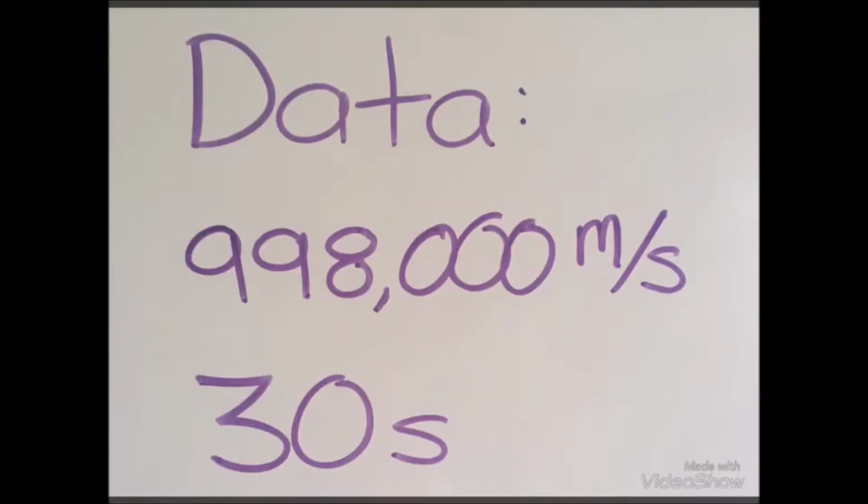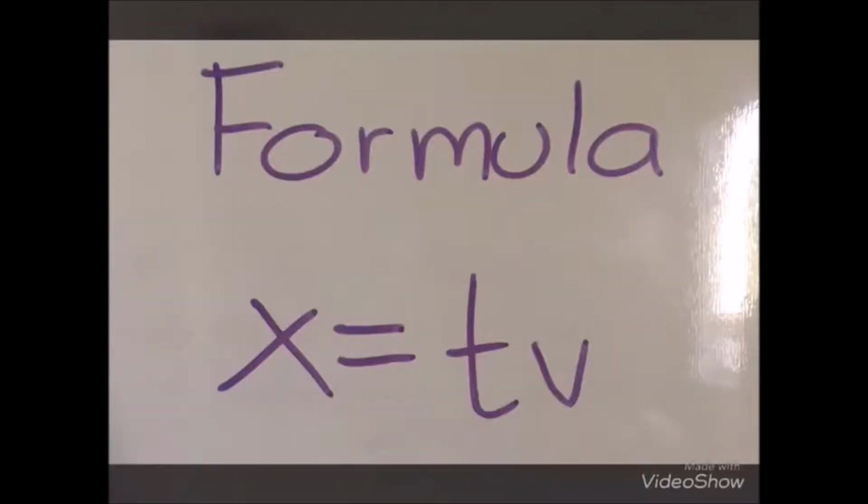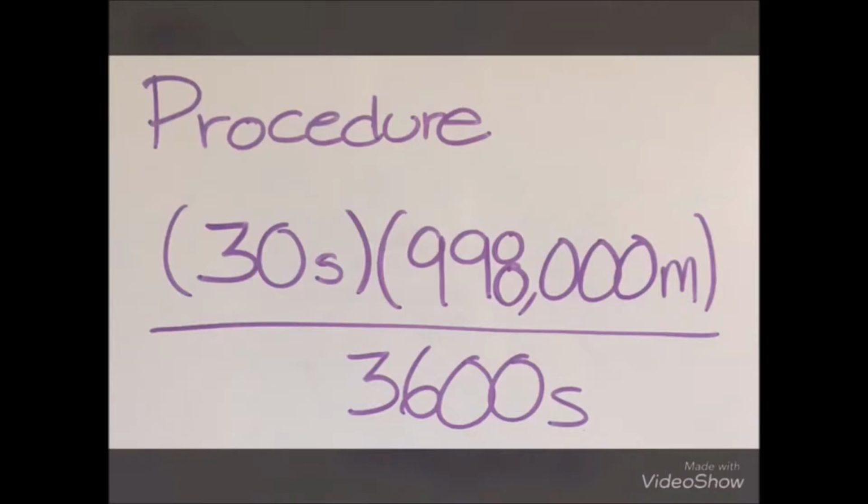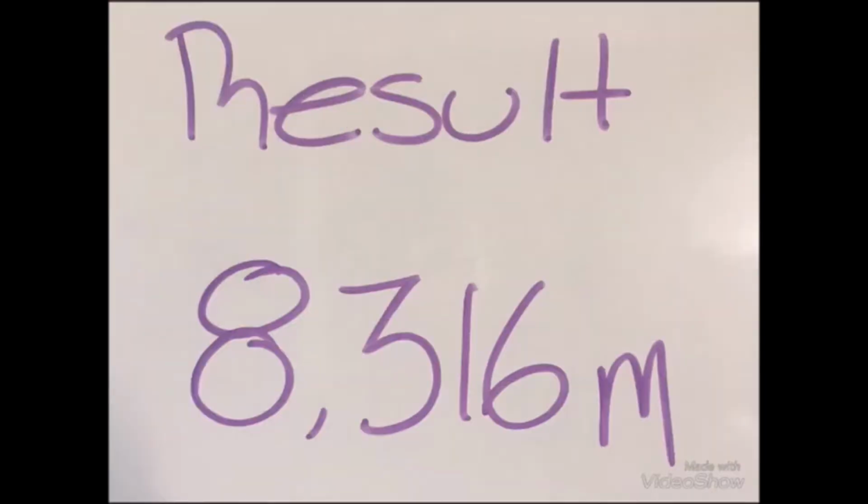The airplane has a speed of 998,000 meters per hour, and we want to know how much distance it has covered after 30 seconds. The formula says that distance is equal to velocity times time. And the procedure is 30 seconds times 998,000 divided by 3,600 seconds. And the result is 8,316 meters.